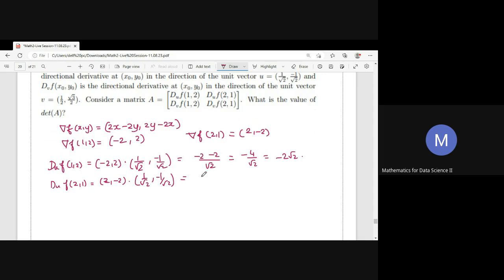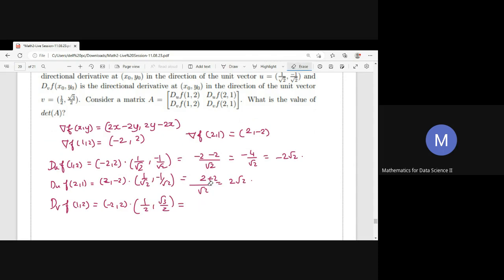So you get 2 plus 2 times root 2, which is 2 root 2, plus 2. And dv of f of 1, comma 2 is minus 2, comma 2 dot 1 by 2, comma root 3 by 2, which is minus 1, comma root 3, minus 1 plus root 3, right? Am I correct? Minus 2 plus 2 root 3, right?